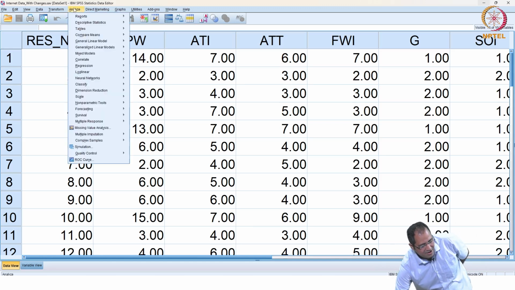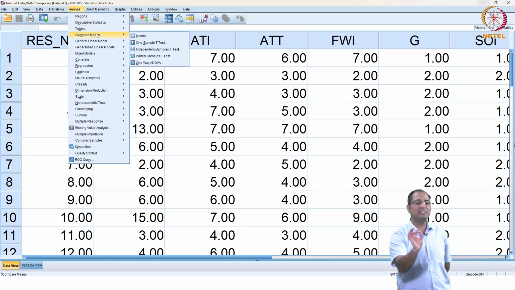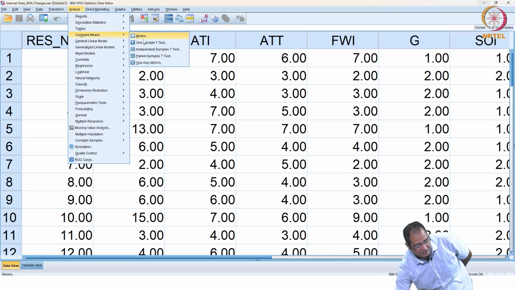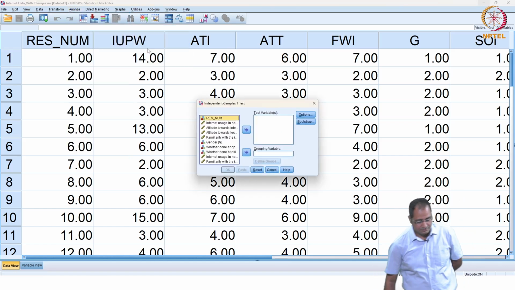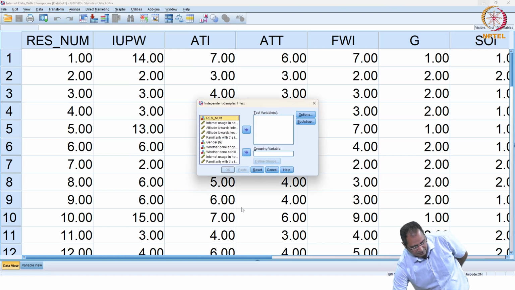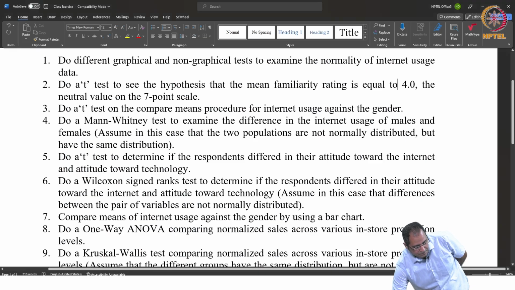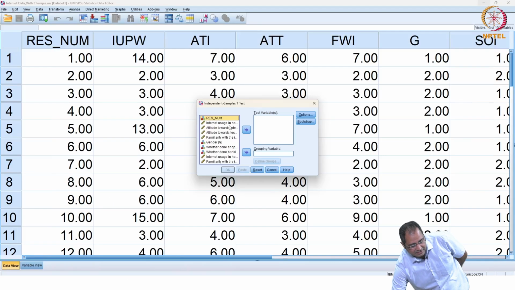So what to do now? Analyze. So we are doing the independent sample t-test. Analyze, compare means, independent sample t-test. What do we have to do? Internet usage against the gender. So internet usage will be the test variable, gender will be the grouping variable.